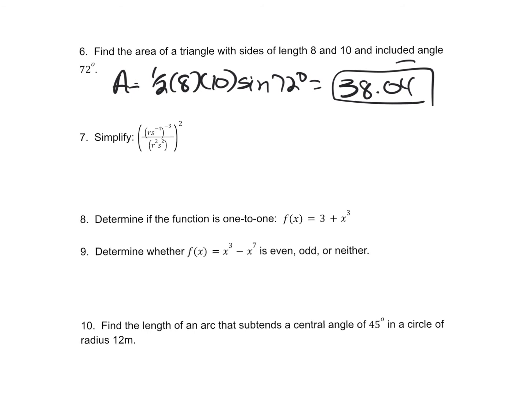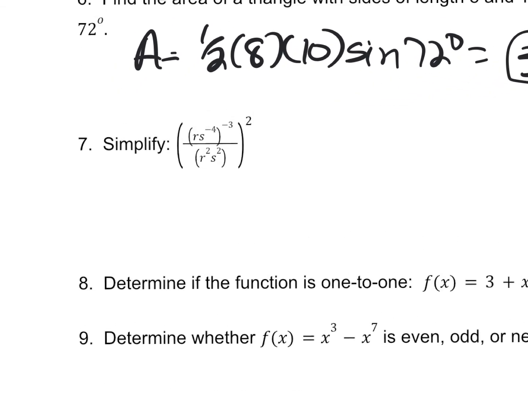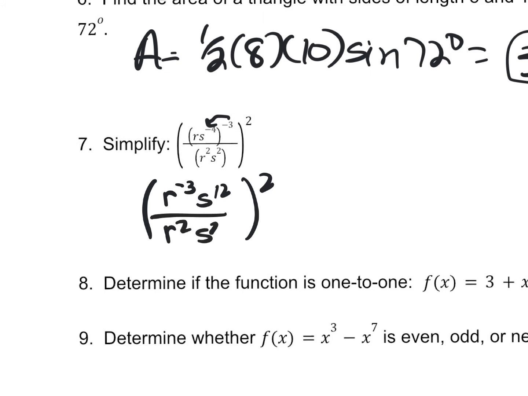All right. Number 7, starting review now. Number 7, got exponents everywhere. Oh my gosh. So let's work inside out here. I'm going to leave the 2 outside for now. I'm going to take that negative 3 and apply it to everything inside. So I'm going to get r to the negative 3, s to the 12. Remember, when you raise a power to a power, you multiply. On the bottom, I still have r squared s squared.